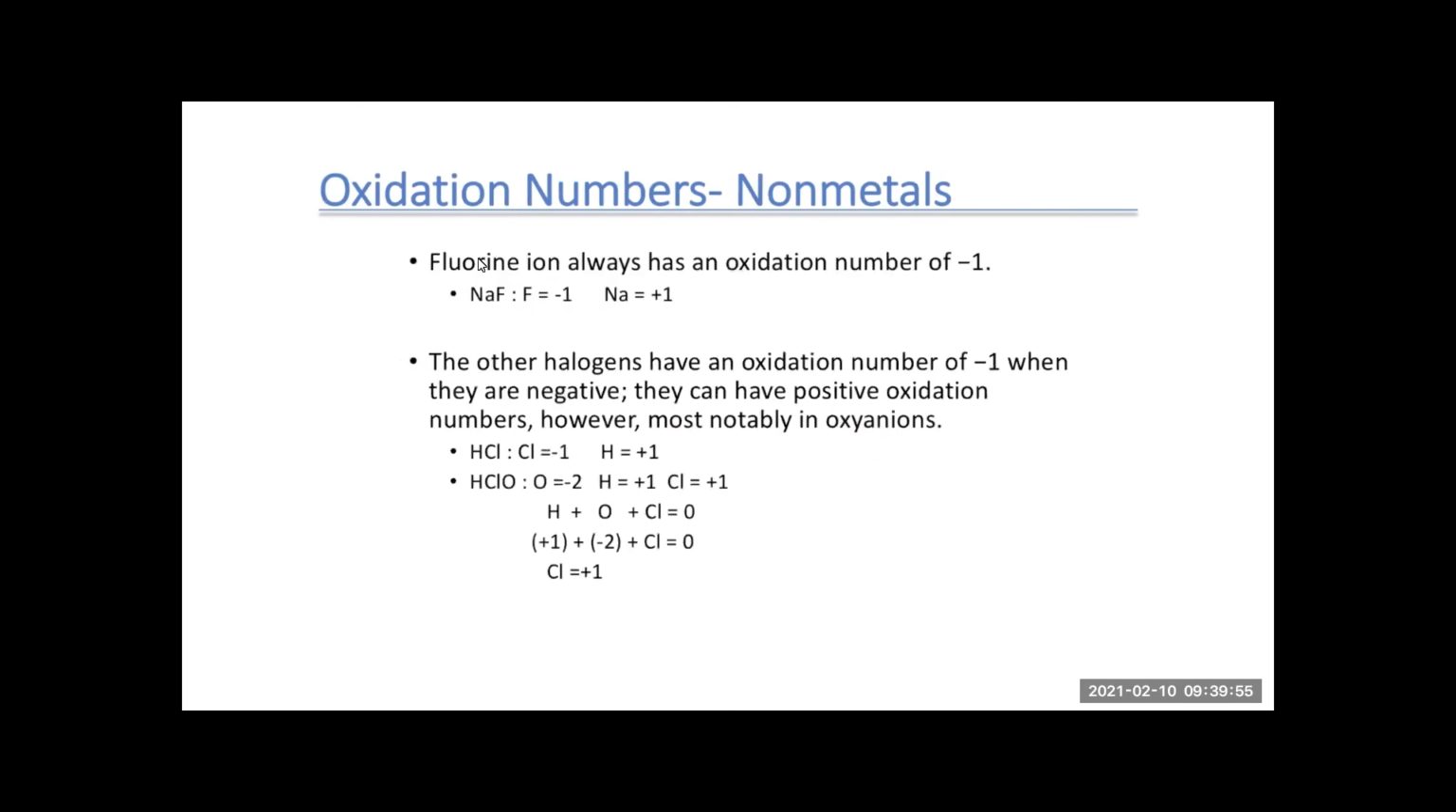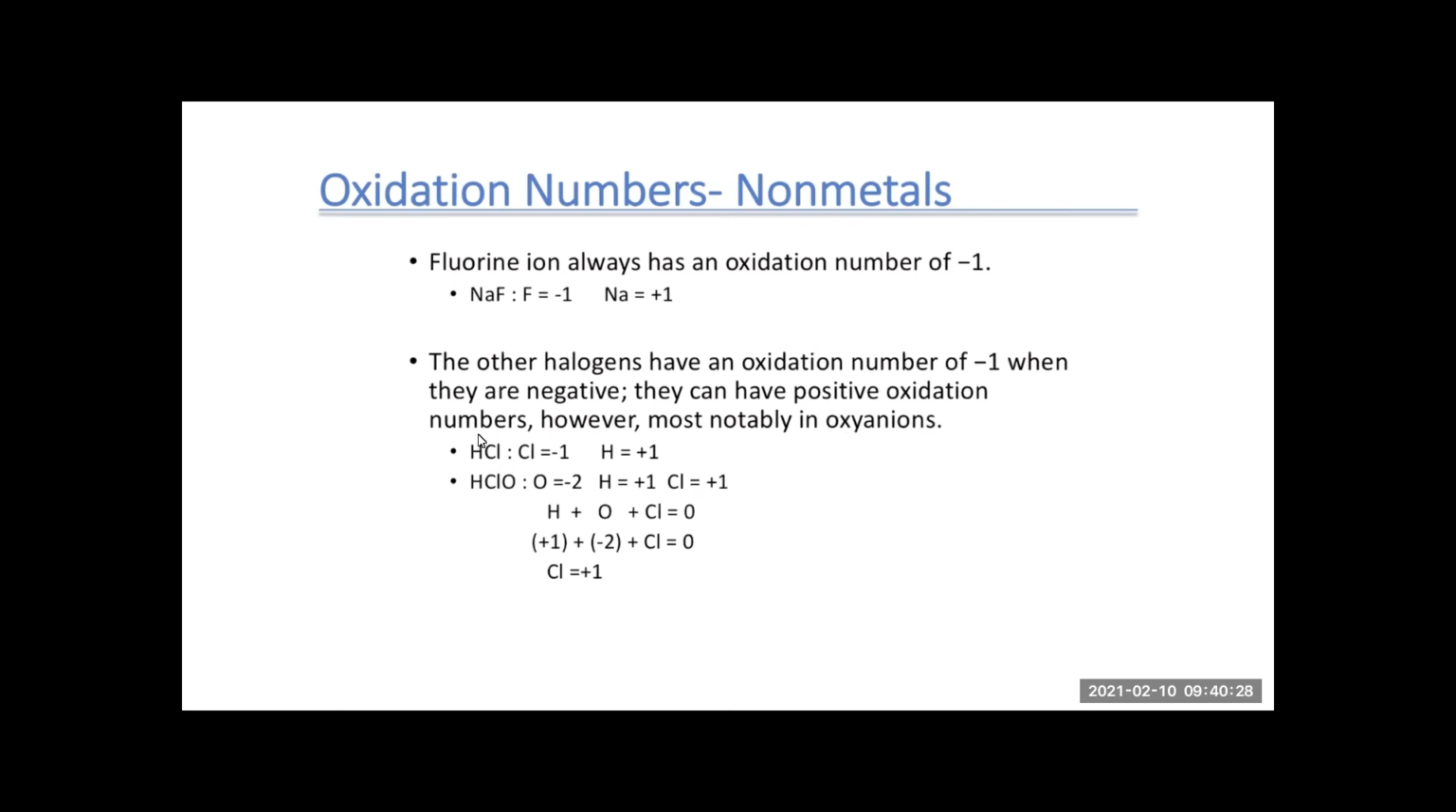A couple other ones. Fluorine always has an oxidation number of -1. So a fluoride has a -1 charge, so its oxidation number is -1. Other halogens typically have an oxidation number of -1. But the other halogens, chlorine, bromine, and iodine, can also have positive oxidation numbers, usually when they're in a polyatomic ion, so when they're an oxyanion.